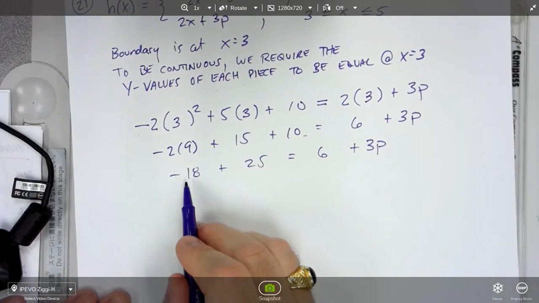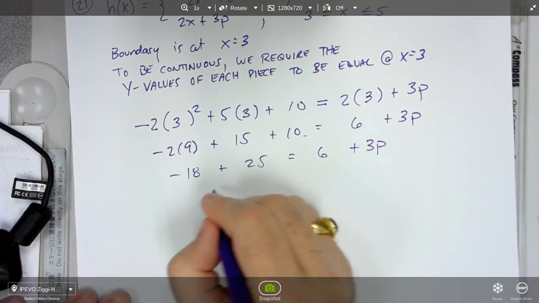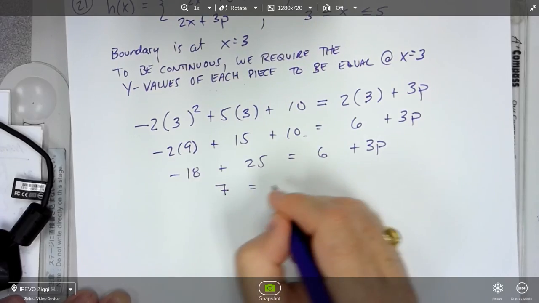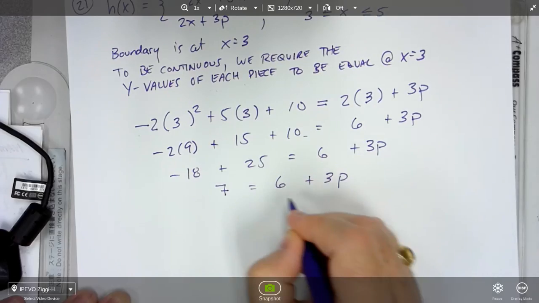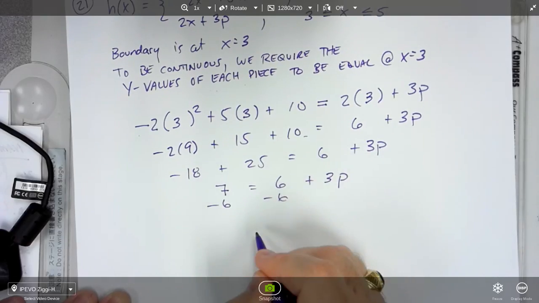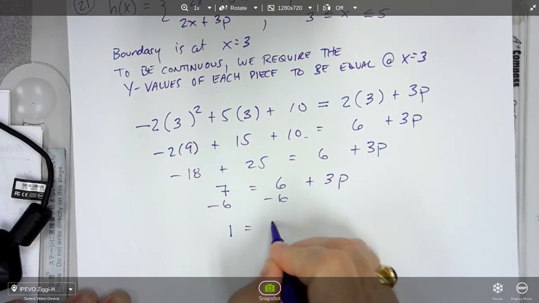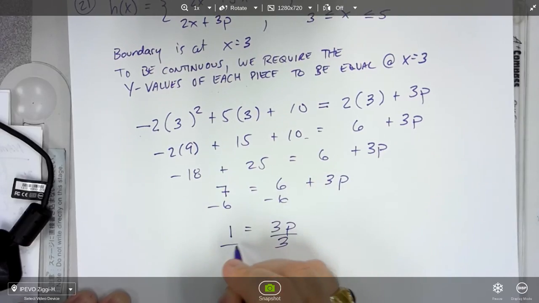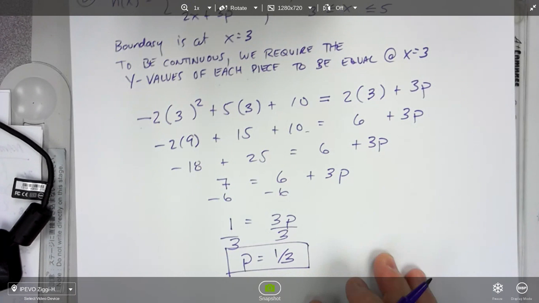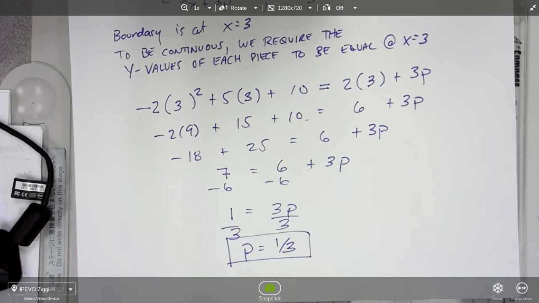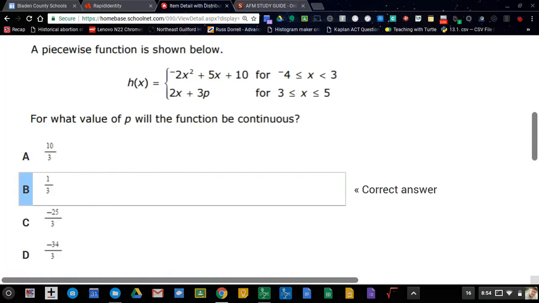And what's 25 minus 18? It's 7. So we get 7 is equal to 6 plus 3p. I'm going to subtract 6 from both sides and get 1 is equal to 3p. And divide by 3. So I get p is equal to 1/3. And then I'm going to go back to my answer choices, and I do get p equal to 1/3 there.